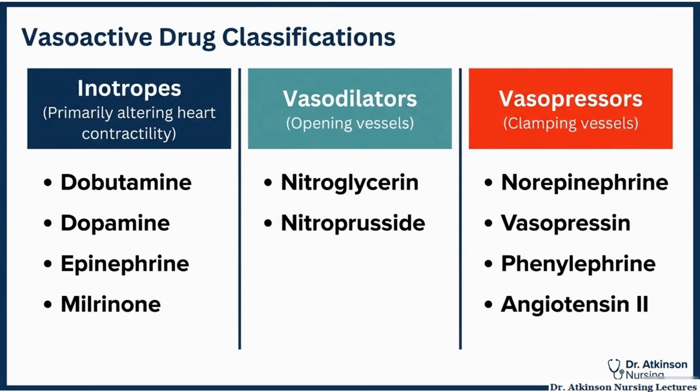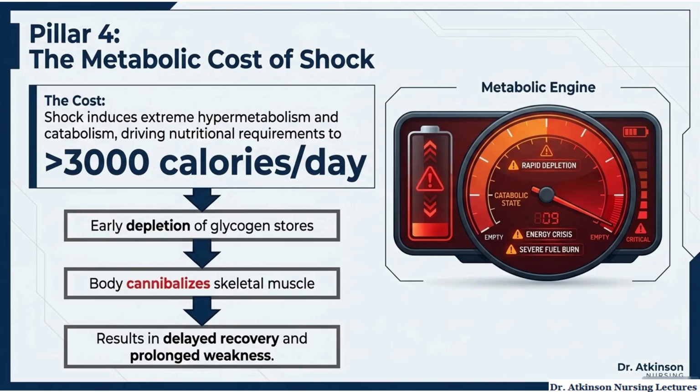The mechanism matters. Shock puts the metabolic engine into overdrive. Your patient's body is in extreme hypermetabolism and catabolism, burning through energy reserves at a rate normal nutrition cannot keep up with. Caloric demand exceeds 3,000 calories per day. Glycogen stores are the first to go. Fast. Once glycogen is depleted, the body turns to skeletal muscle and cannibalizes it for fuel. The clinical consequence of that is delayed recovery and prolonged weakness. Patients who survive shock but have been catabolizing muscle for days or weeks take much longer to rehabilitate.